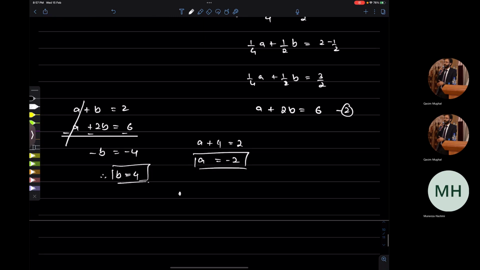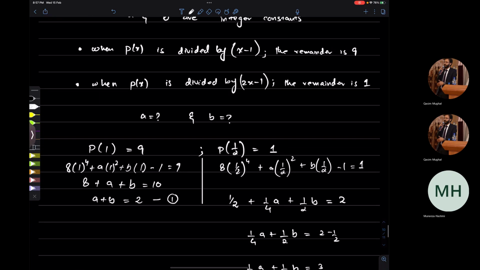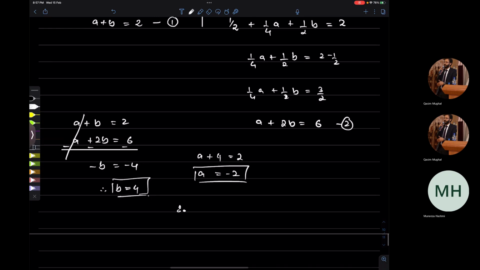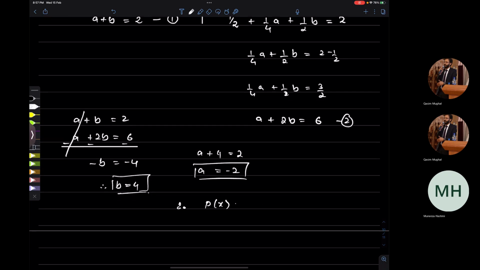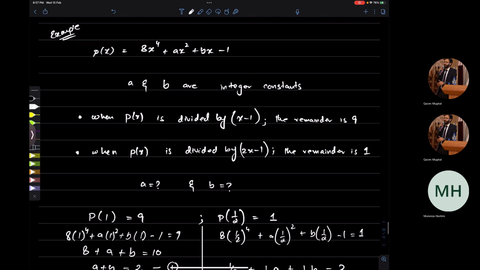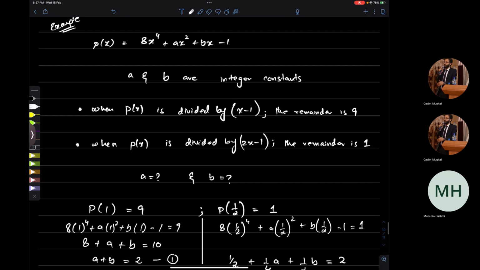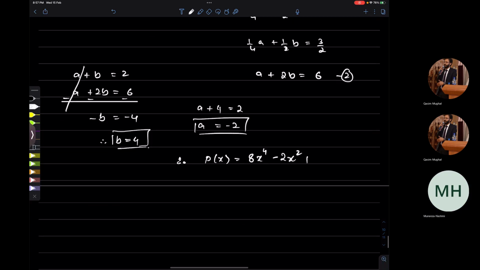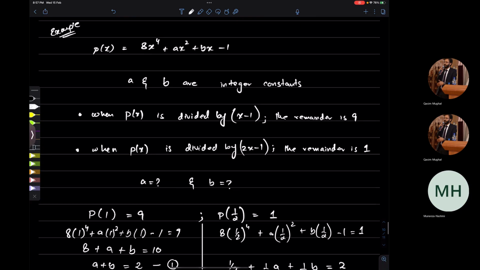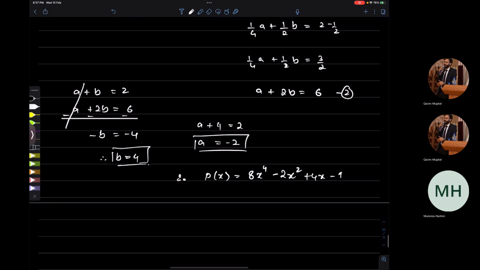So therefore, the polynomial is 8x to the power 4 plus Ax squared, which is minus 2x squared because A is minus 2, plus Bx, which is plus 4x, and minus 1. Okay? Yes, sir. Got it? Yes, sir.